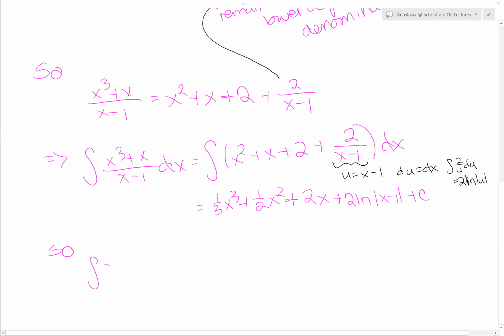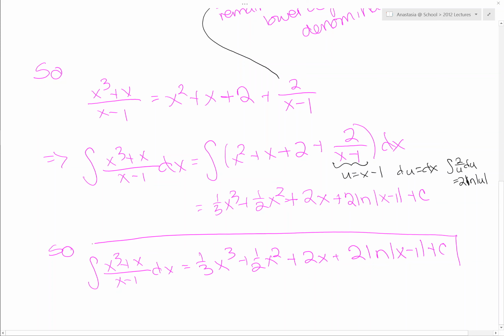So, in summary, the integral of x cubed plus x over x minus 1 dx is equal to 1/3 x cubed plus 1/2 x squared plus 2x plus 2 natural log absolute value of x minus 1 plus c. And there's our final answer. So in this case, we didn't actually have to do a partial fraction decomposition. All we needed to do was apply long division.